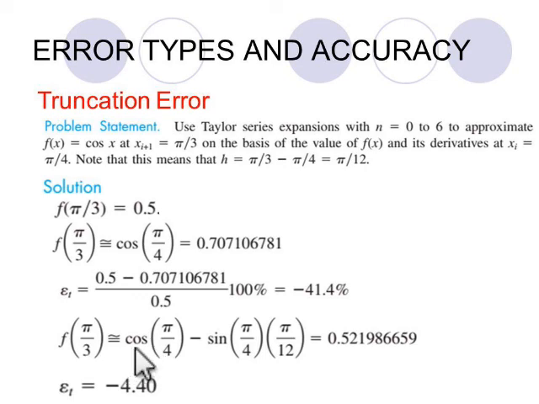Now, let's calculate the first order approximation. Again, we have the function itself at the initial point, and then we take the first derivative. The derivative of a cosine is minus sine. Therefore, we evaluate it there, and then we multiply it with the step size. And this is the value of the function, 0.521986659, and it goes like this. Therefore, the relative fractional error is minus 4.4, as you see.